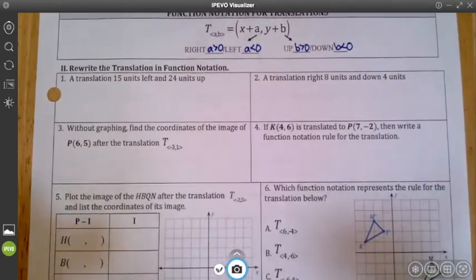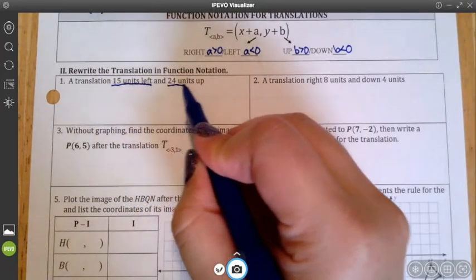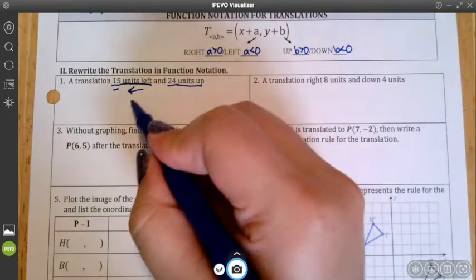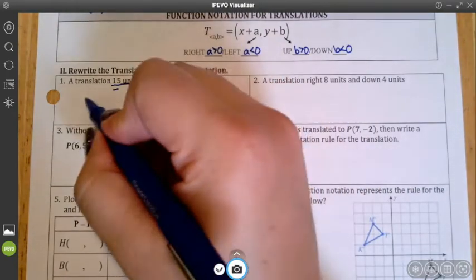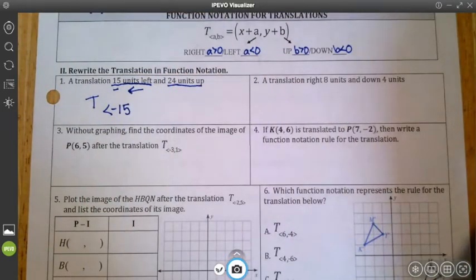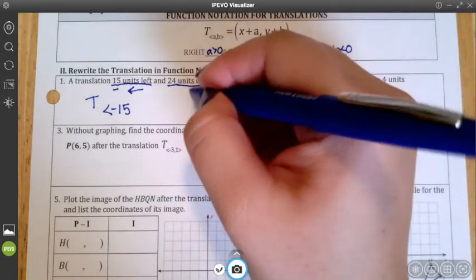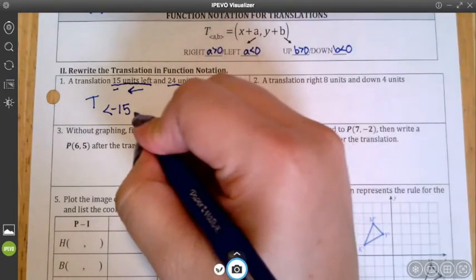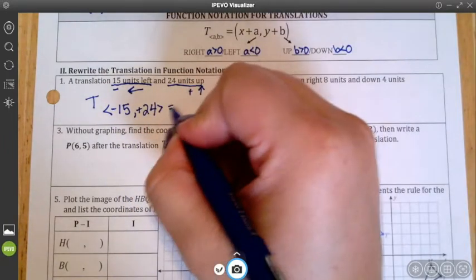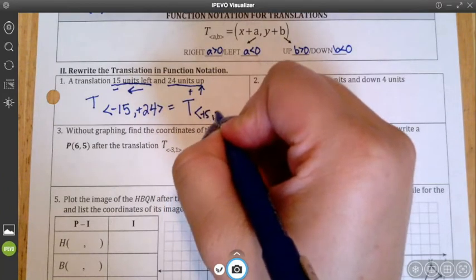For this first part, we want to write a translation 15 units to the left and 24 units up. So to the left is a negative direction. So we're going to say this is a transformation 15 units to the left, which is in the x direction. X always goes first. 24 units up, and that's positive. So then this becomes positive 24. You don't have to write the plus sign. So we would simplify this just to say the transformation of negative 15 and 24.